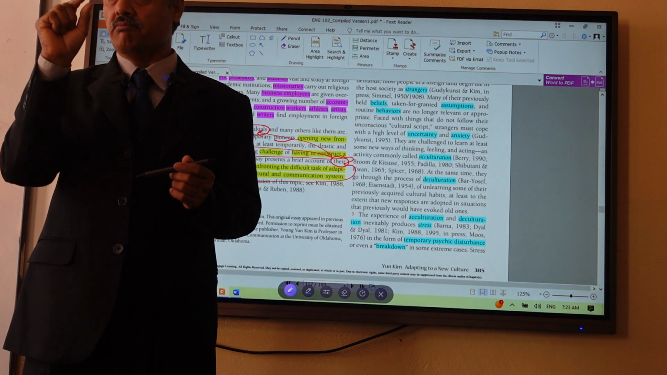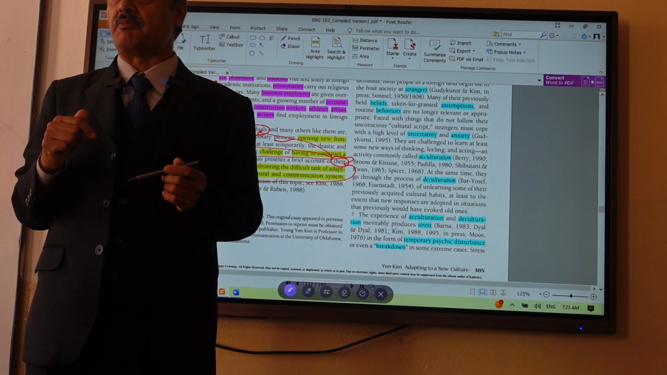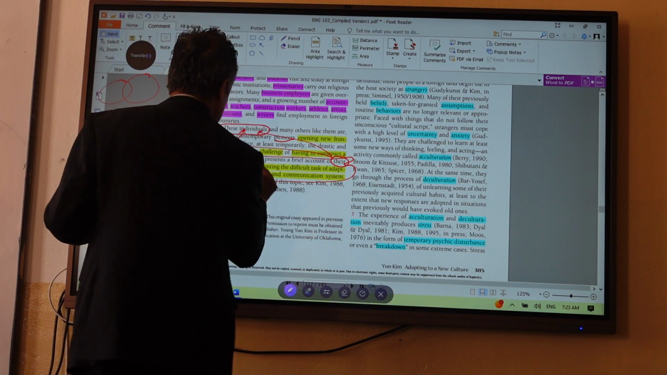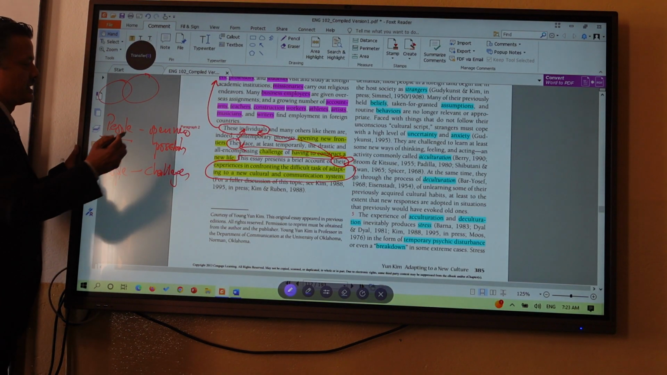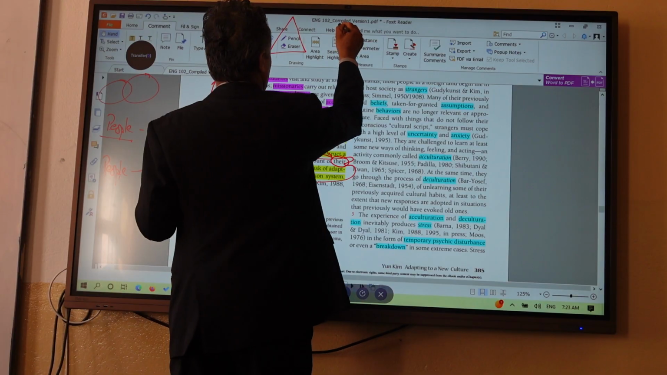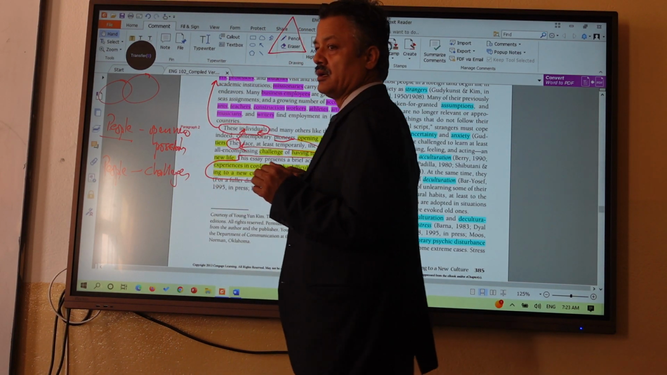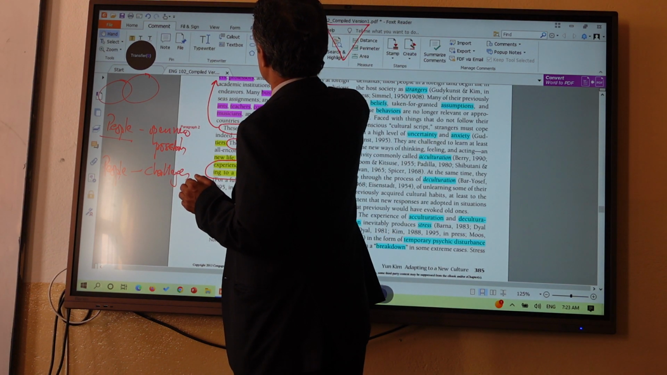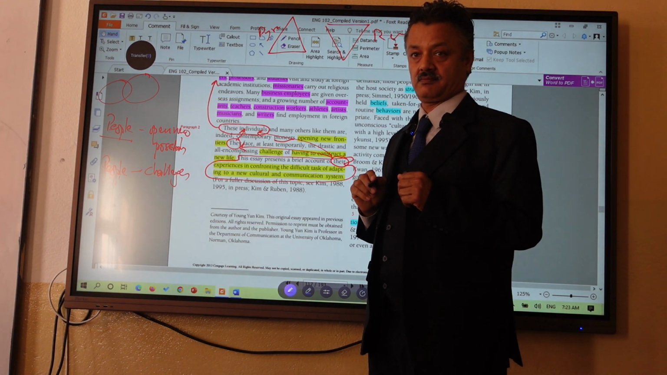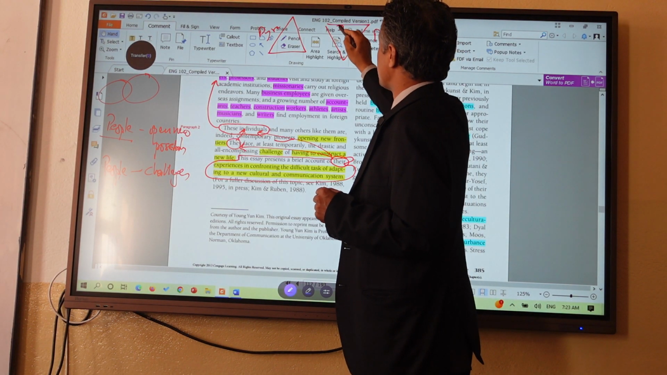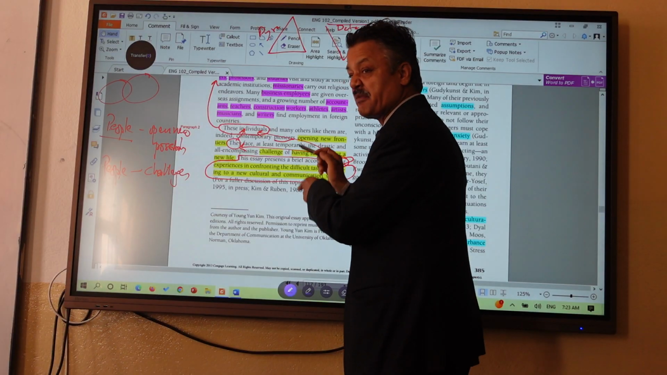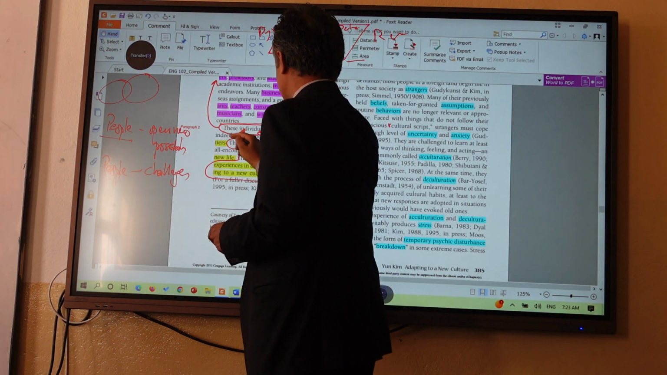Main idea means no other idea is more important than that idea. Now, if you visually present sentences, they look like this. This one and then this one. This is called pyramid structure of paragraph. And this is called reverse pyramid structure. In the reverse pyramid structure, details come first. Main idea comes at the end. So this second paragraph has reverse pyramid structure. See, details and then main idea at the end.